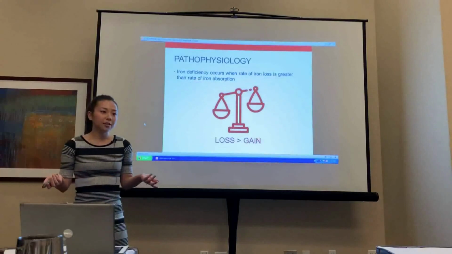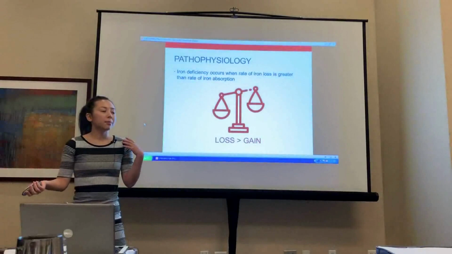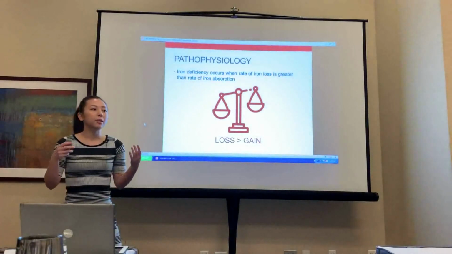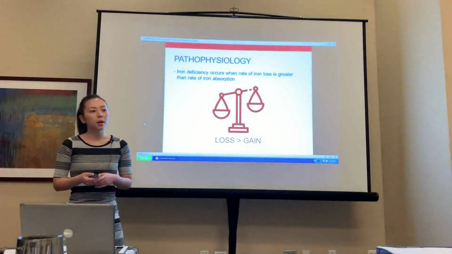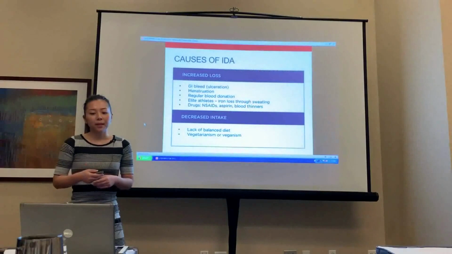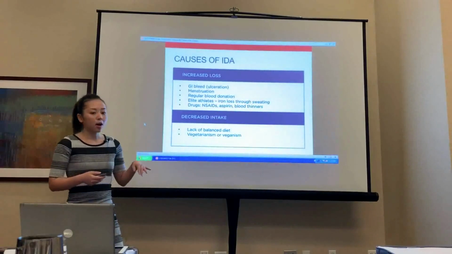So when does iron deficiency happen? It happens if the rate of loss is not offset by an equal rate of absorption. So loss is greater than gain. We have a depletion of iron stores in the body that eventually leads to anemia. And there's lots of different causes. So we've categorized these causes.